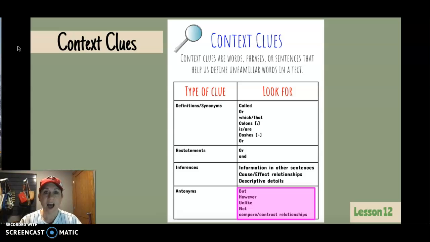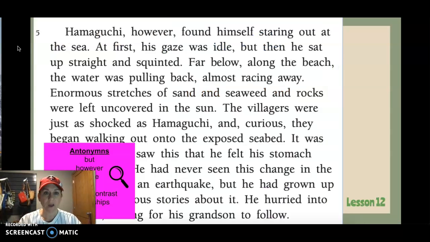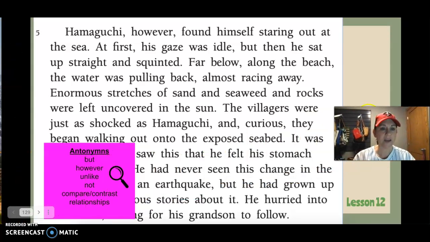All right. I highlighted antonyms today. That's your type of clue we're looking for. Some of the things to look for are the word but, however, unlike, not, or it compares and contrasts relationships. Let's look for some examples here. I put on here the antonyms so that you remember what we're looking for.